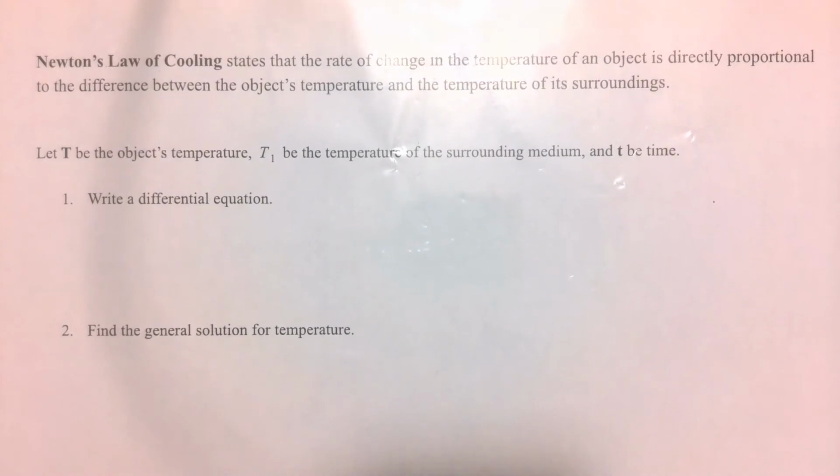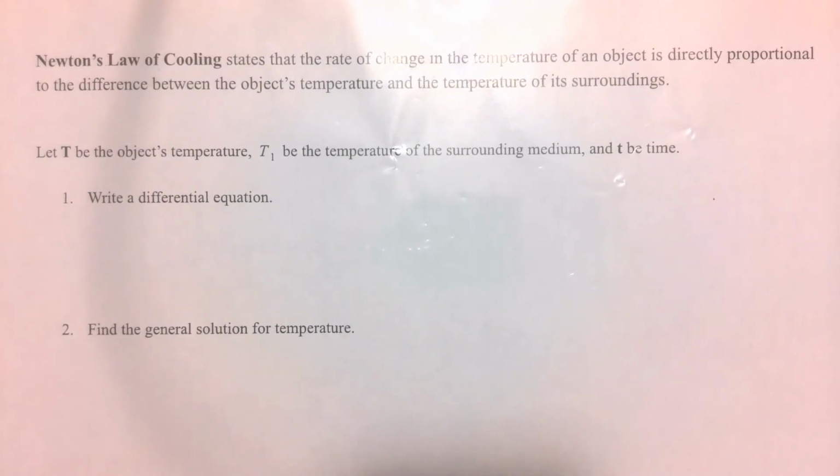So the last thing that I want to talk about today is Newton's law of cooling, which uses what we've been talking about. Newton's law of cooling says that the rate of change in the temperature of an object is always going to be directly proportional to the difference between the object's temperature and the temperature of its surroundings. So in layman's terms, if you have a hot potato and it's in a cold room, then that rate of change of the potato is going to be greater than if that hot potato is in a hot room, because it is closer to the temperature of its surroundings.